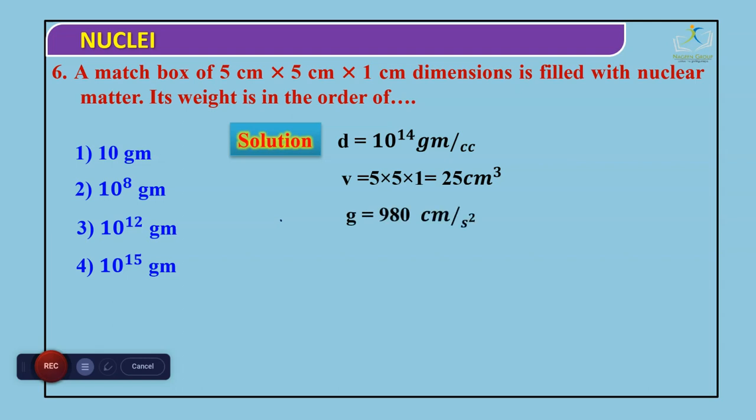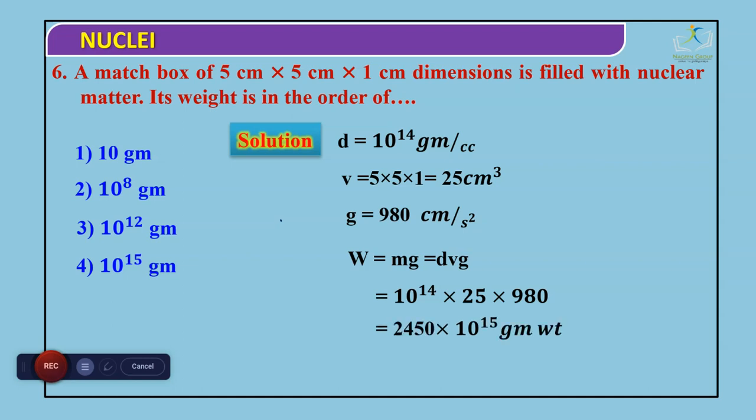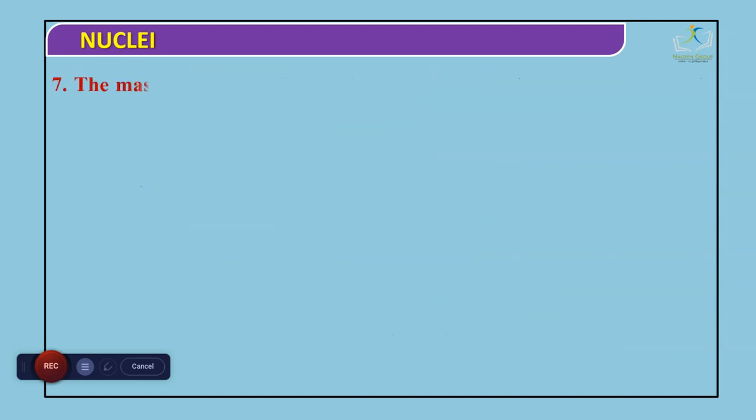G is given as 980 centimeter per second square, and W is equal to mg. Mass is equal to density into volume. So density is given as 10 to the power 14, the volume is 25, and the value of g is 980 centimeter per second square. Students, keep in mind the value of g is actually 9.8, but in centimeter per second square this will be 980. So after solving we get the weight in the order of 10 to the power 15 gram. According to this, the correct option is option 4.